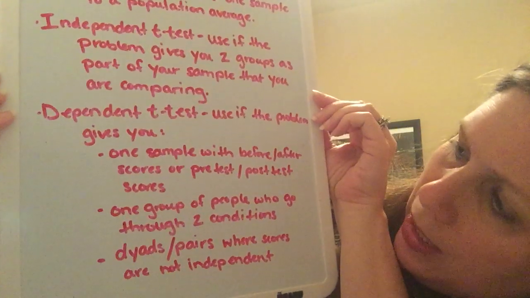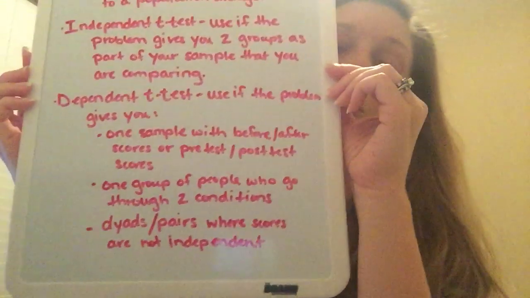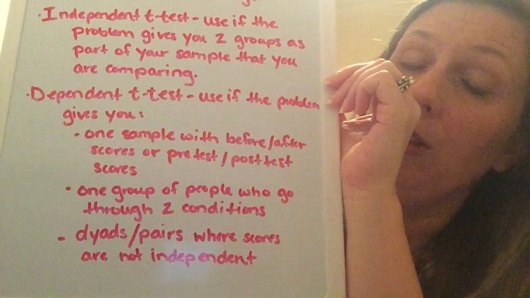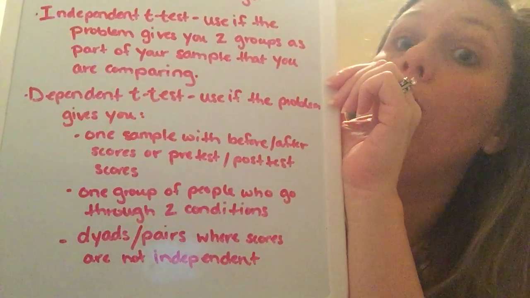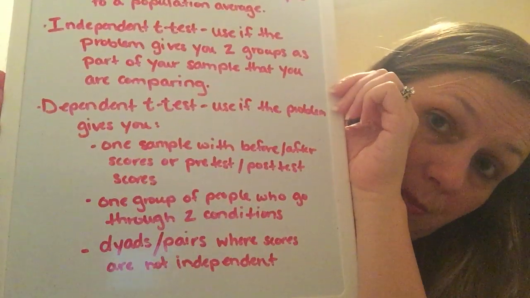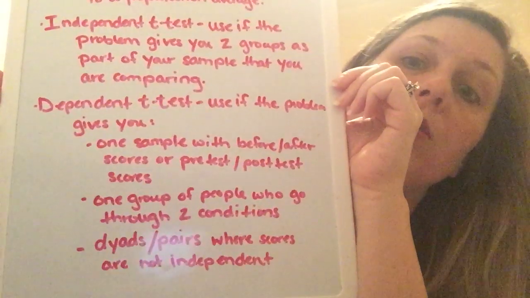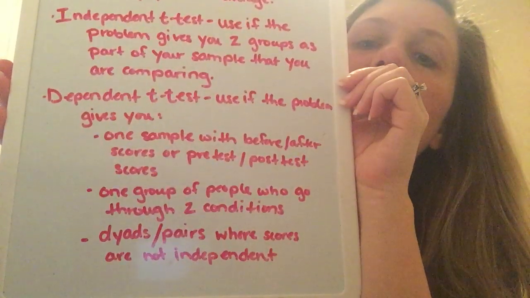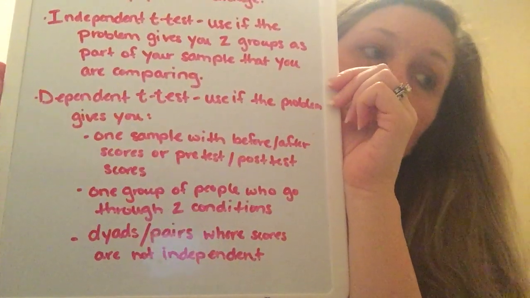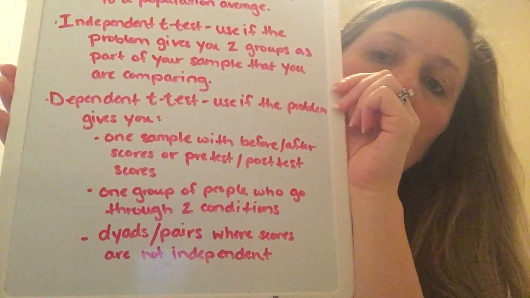So the other option is a group of people who go through two conditions. So this would be if I recruited 100 people and I gave them chocolate and looked to see how happy they were with that. And then I also gave them flowers and looked to see how happy they are with that. That would be a dependent t-test or within subjects design, as we've also talked about. And then the third option for a dependent t-test is if you have dyads or pairs that are connected in some way, where they're not independent of each other, then we would use a dependent t-test.